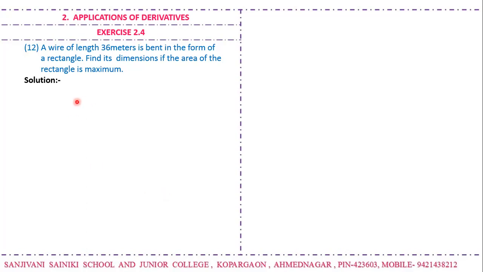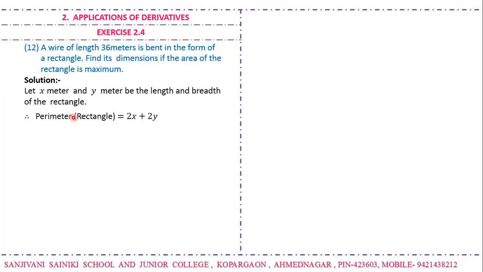A wire of length 36 meter is bent to form a rectangle. Find its dimensions if the area of the rectangle is maximum. From this wire of 36 meter, we have to form the rectangle. So let x meter and y meter be the length and breadth of the rectangle.